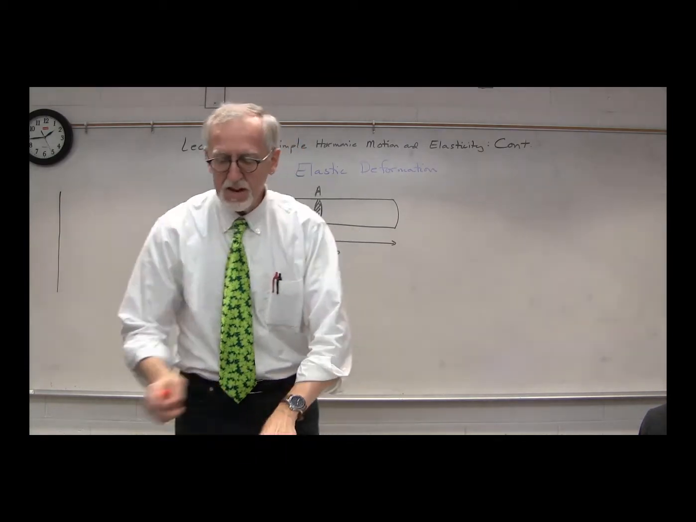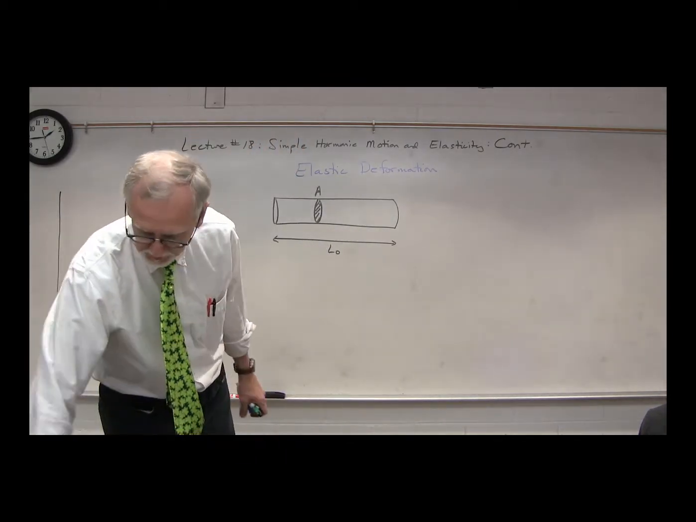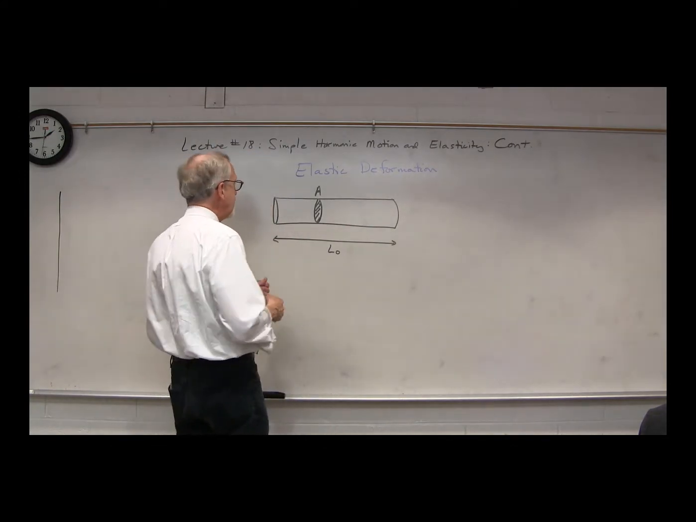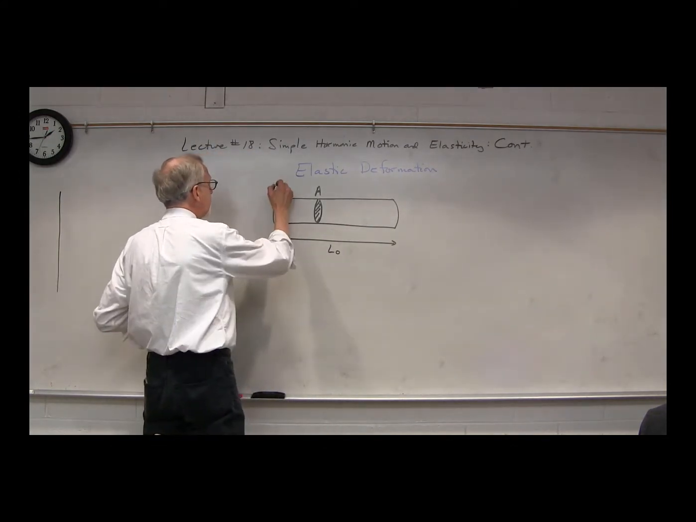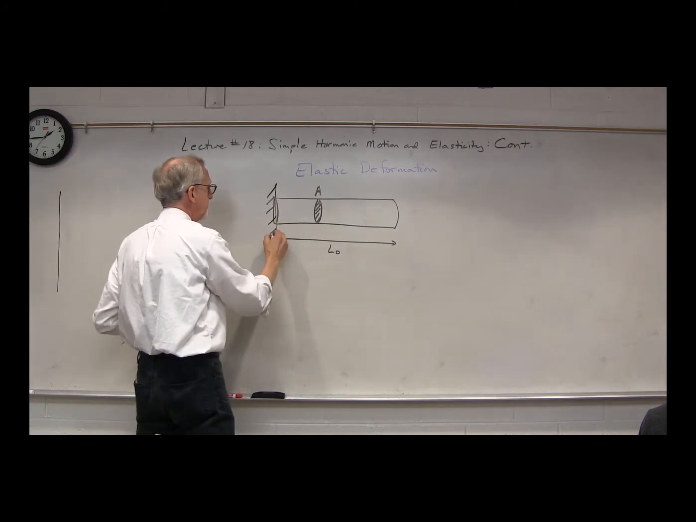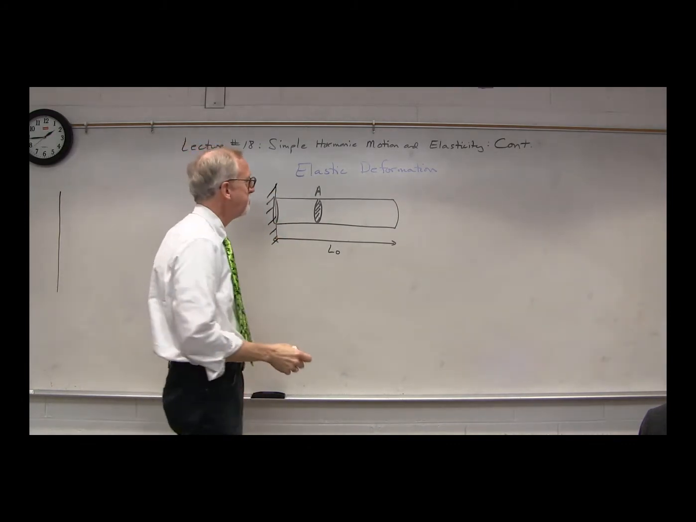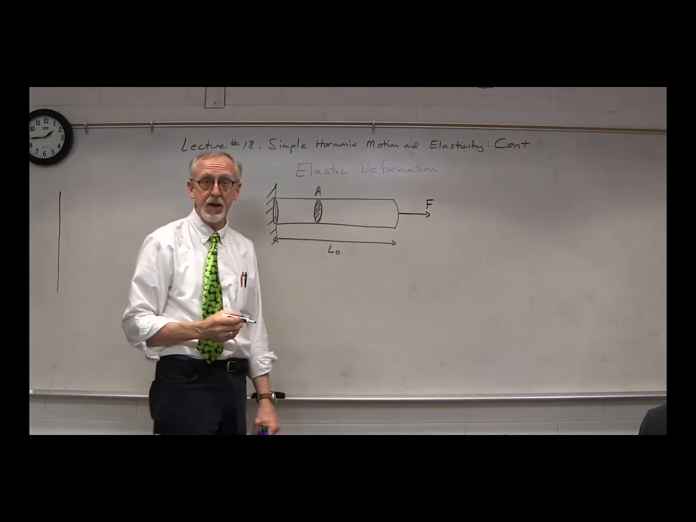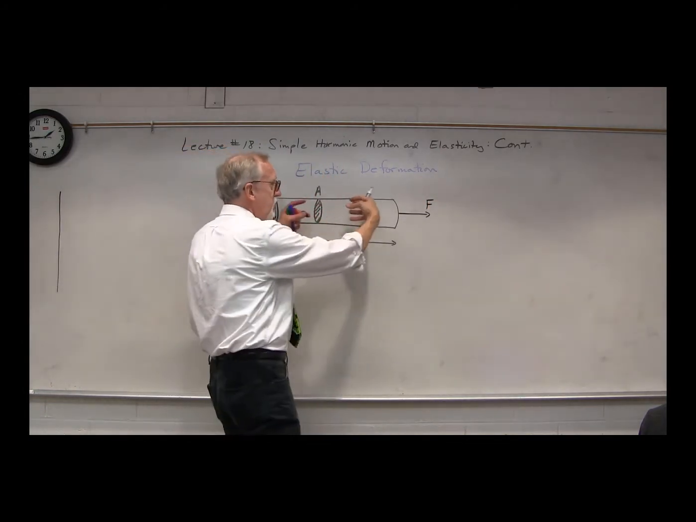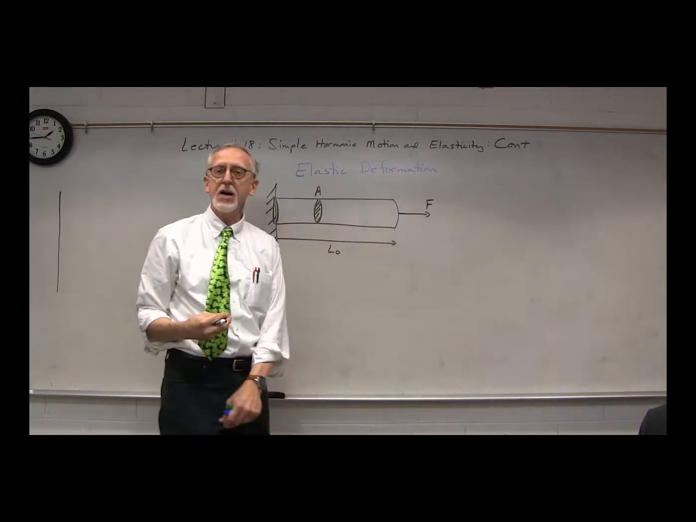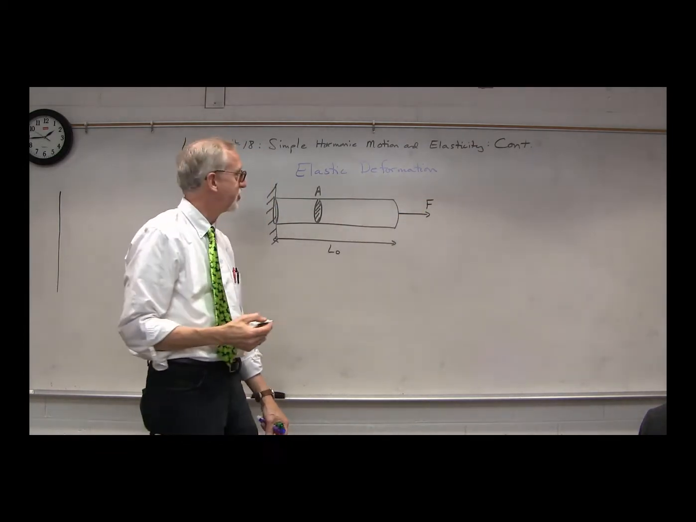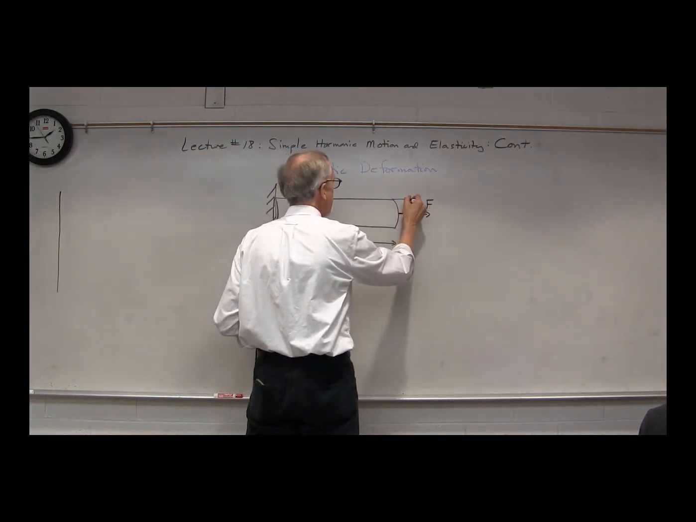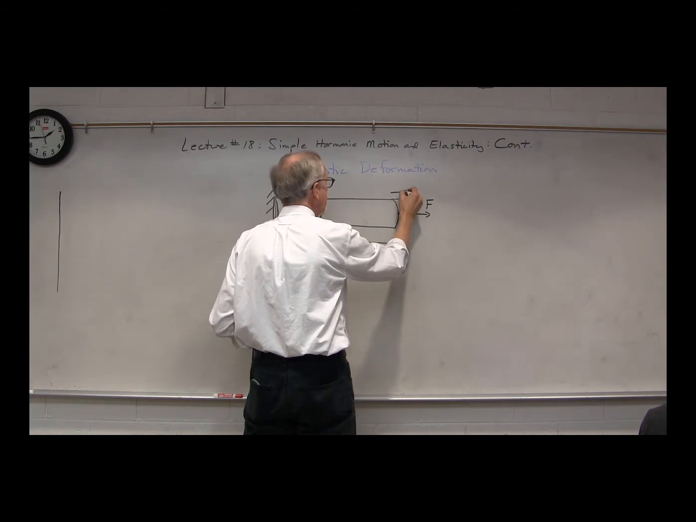Now, let's imagine we were to apply a force on one end of this. So let's imagine that one end is kind of held fixed, so it's not going to move, attached to a wall or something like that. And then we apply a force to the other end. We pull the other end. Well, that end is going to stretch. The rod itself is going to stretch some certain amount. Let's imagine that it stretches some amount, we'll call it delta L.